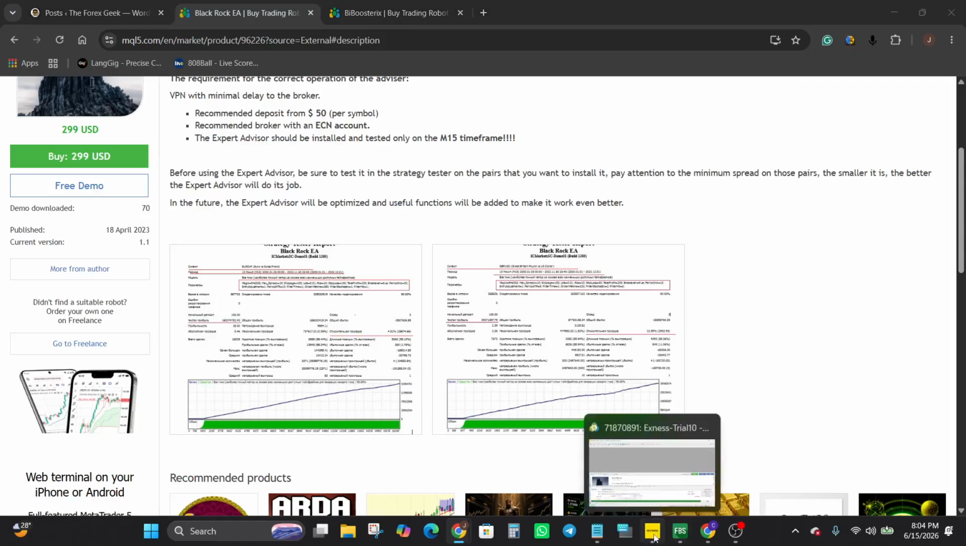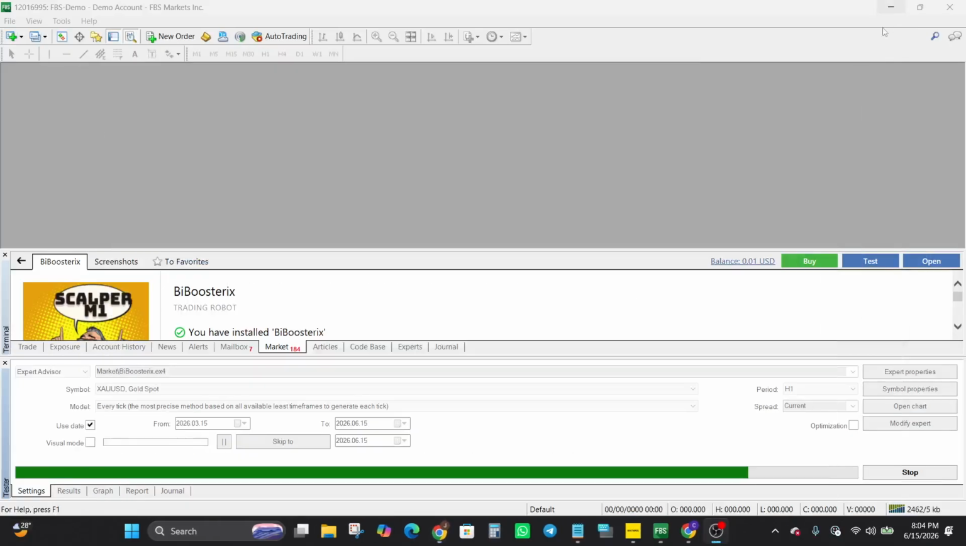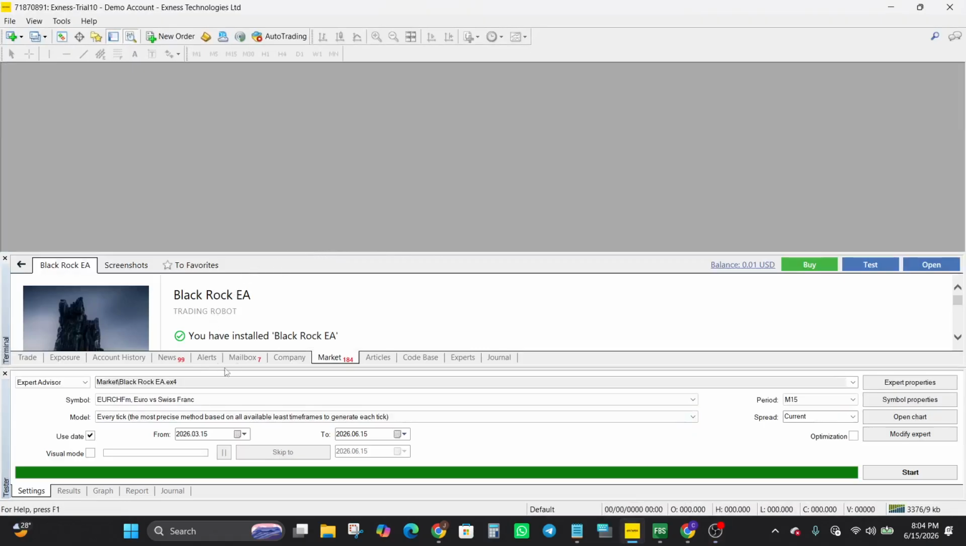Let's see how the expert advisor performed over the past 3 months. So I tested the BlackRock EA on Euro CHF, which was one of the mentioned currency pairs, and I tested it on the M15 time frame as recommended. I also used the every tick modeling, and I'm testing it over the past 3 months, even though 3 months is not really sufficient to make a conclusion about an expert advisor, but just for want of time.